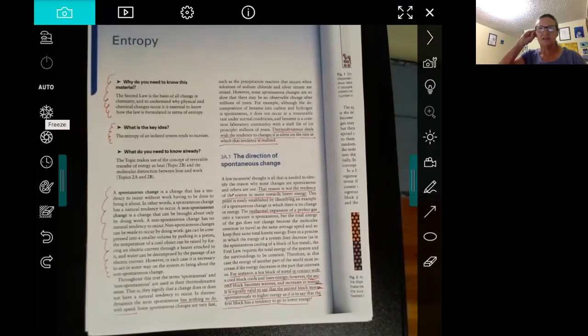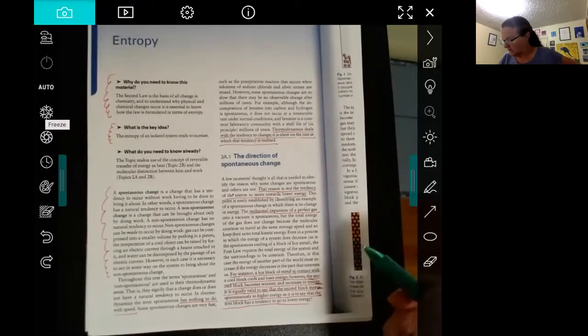The energy doesn't change at all, because for a perfect gas, the volume of the container doesn't matter because the particles aren't interacting. All that matters is the temperature. So that process is spontaneous, even though the energy doesn't change.